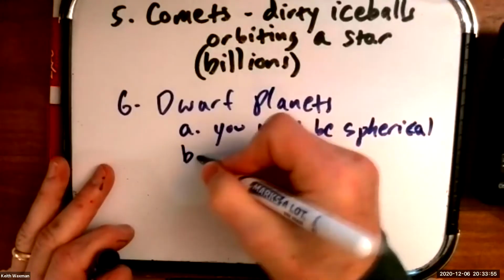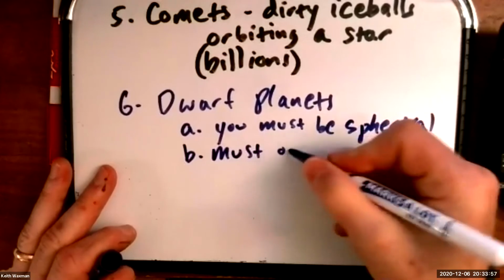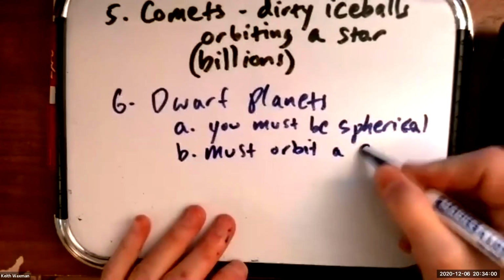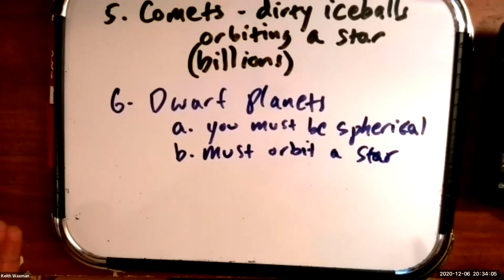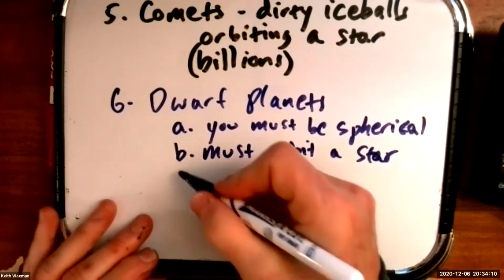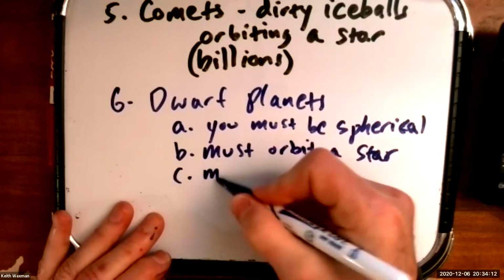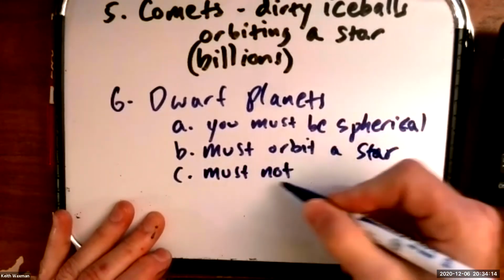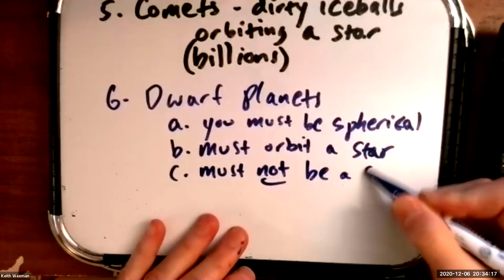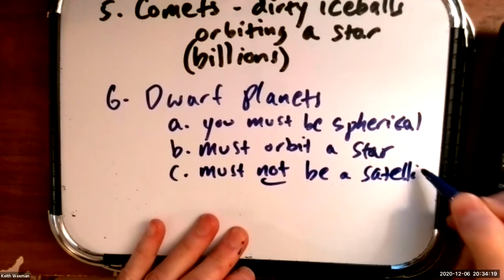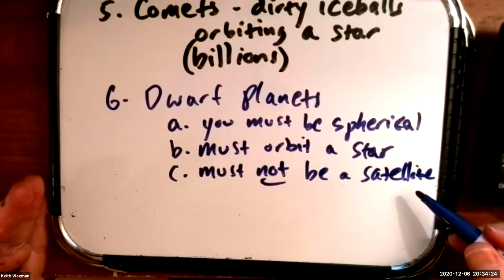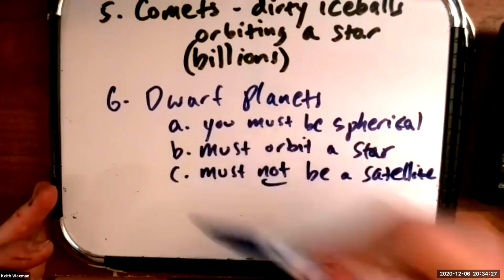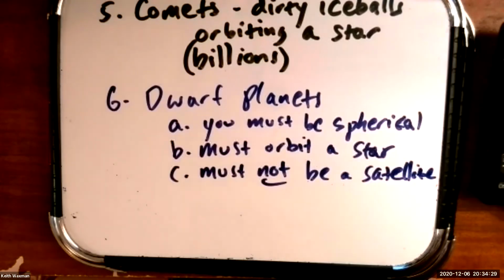All right, B, you must orbit a star. Well, any type of planet orbits a star, right? The Earth orbits a star, and the Earth's not a dwarf planet, so there must be more. There is. C, you must not be a satellite. Well, if you orbit a star, you're not a satellite. Satellites orbit around planets. And the Earth's not a satellite. So these criteria apply to major planets too.